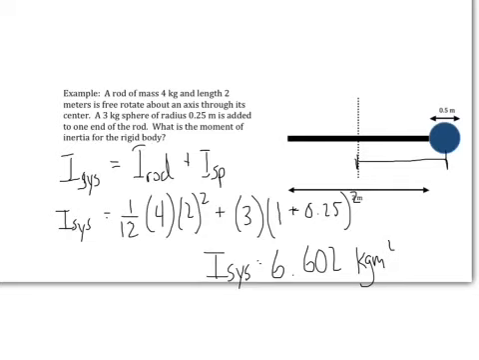When we do our math, we can see that the total moment of inertia for the system is 6.602 kilogram meters squared. That's the unit for moment of inertia.